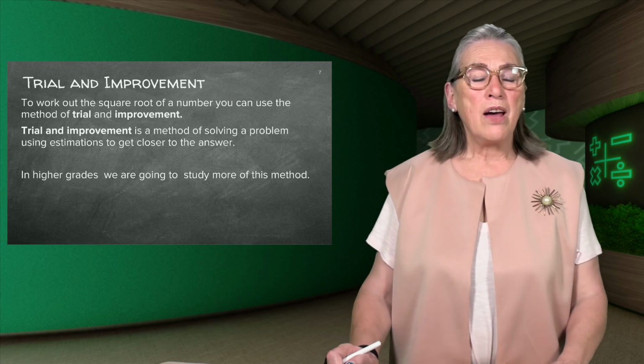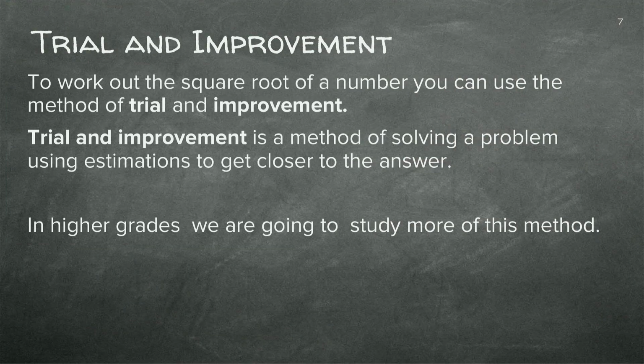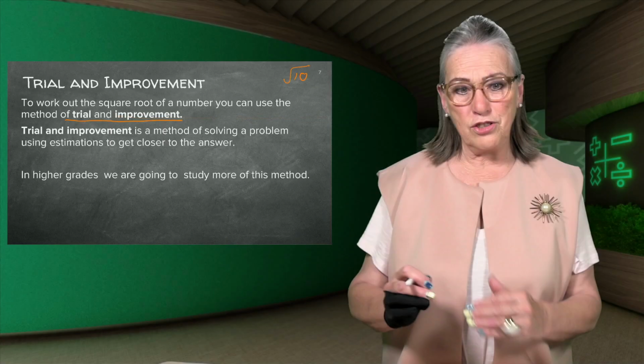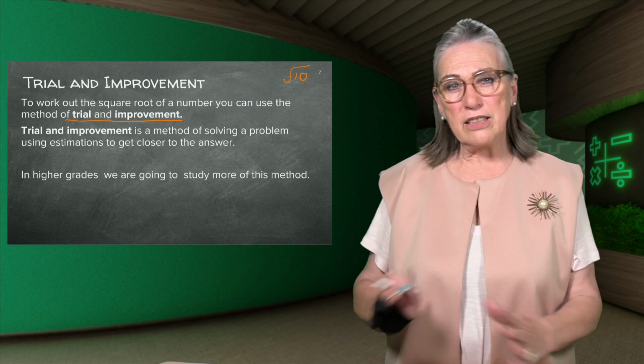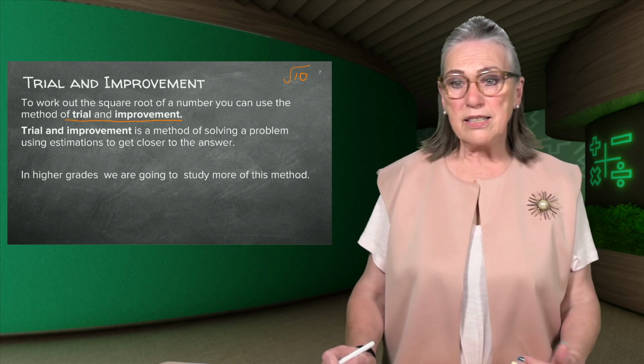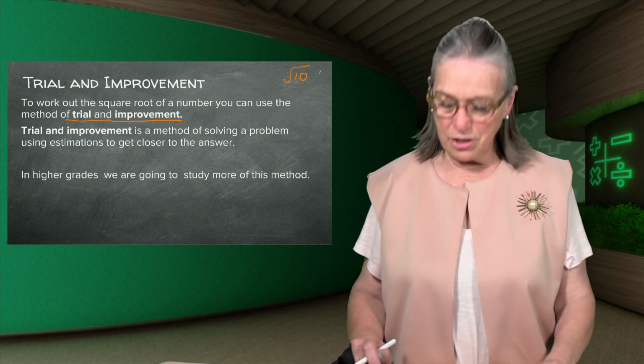Okay, now, what if I alluded to the square root of 10? If it's not a perfect square, we have to sometimes just estimate an answer. So to work out the square root of a number, you can use the method we call trial and improvement. This is a method of solving a problem using estimations. Remember what I said? To get close to the answer. I'm teaching you this because in higher grades you are going to really use this. So this is just to introduce you to trial and improvement.